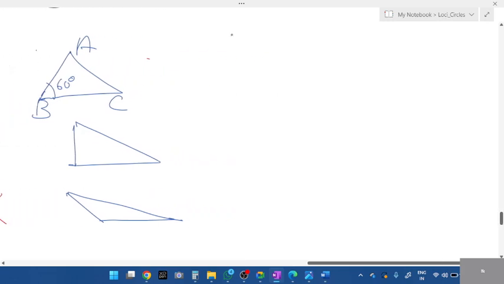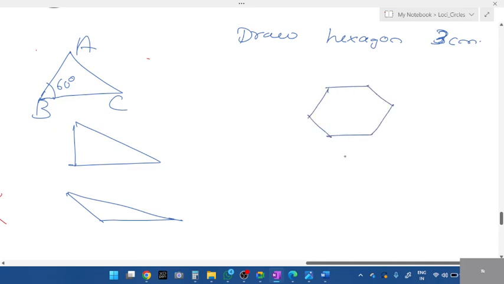They would give you something like: draw a hexagon of 2.5, or let me take 3, they'll give less than 3 centimeters. 2.5, 3, 3.5, when decimals are given. A hexagon is a 6-sided figure. Just draw a 6-sided figure like this, students. Then 3 centimeters. What is the information? Hexagon 3 centimeters. Name all the vertices A, B, C, D, E, F.